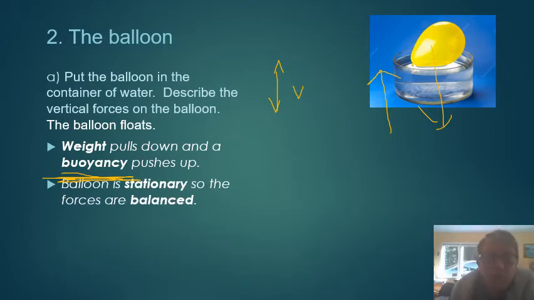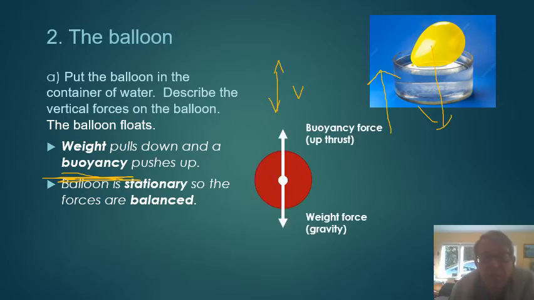So the balloon is stationary, and so those forces must be balanced again. But they're vertical ones this time, and again they're the same length this way, same length as this one here. Okay. And that's that other force, upthrust, you can call that buoyancy or upthrust. Okay.